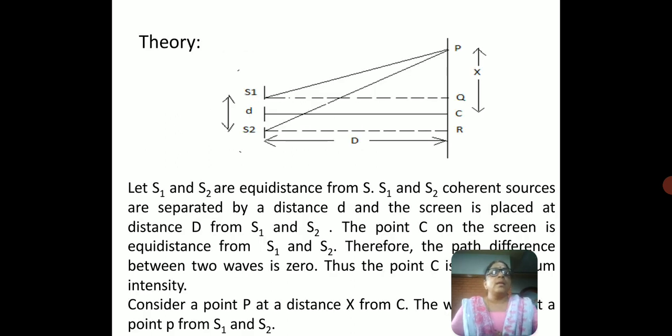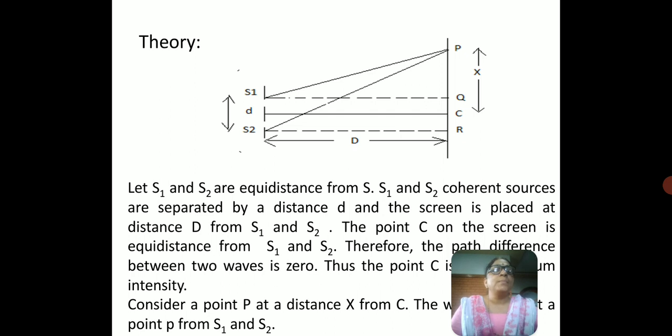Let us see the theory of Fresnel's biprism. Let us consider S1 and S2 are equidistant from S. S1 and S2, coherent sources, are separated by a distance small d, and the screen is placed at a distance capital D from S1 and S2, and the point C on the screen is equidistant from S1 and S2. Therefore, the path difference between the two waves is 0. Thus, the point C has maximum intensity.